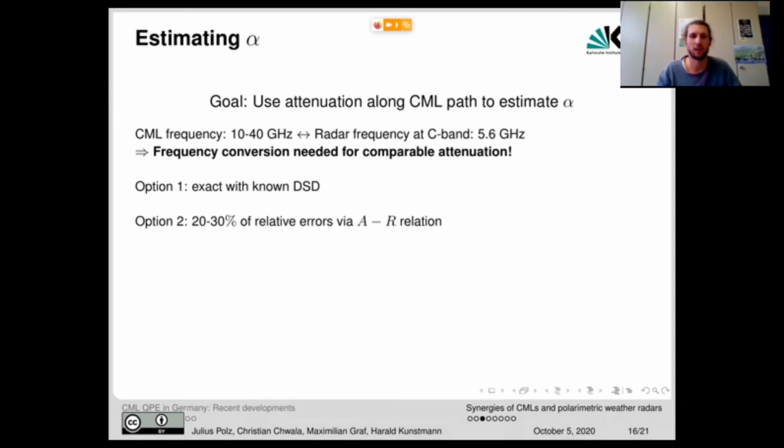So we do it via the A-R relation, or the K-R relation it was before. And there we introduce some 20 to 30% of relative errors. So this is the formula for how we would estimate our alpha. We take 2 times the one-way path integrated attenuation converted to the radar frequency and divide it by the delta PhiDP from the radar.